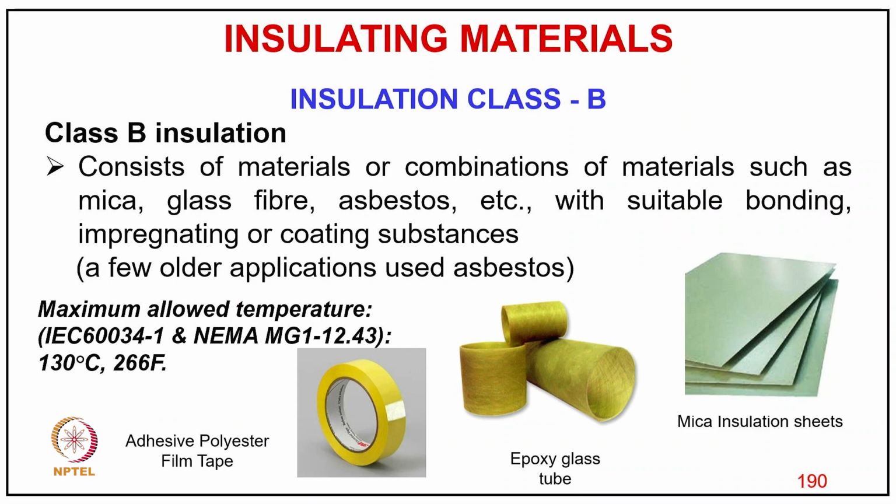Then class B insulation consists of a combination of materials such as mica, glass fiber, asbestos, etc., with suitable bonding, impregnating or coating substances. Older applications use asbestos. The maximum allowable temperature is 130 degrees Celsius or 266 Fahrenheit, and they are normally used as adhesive powder, polyester film tape, epoxy glass tube, or mica insulation sheets.